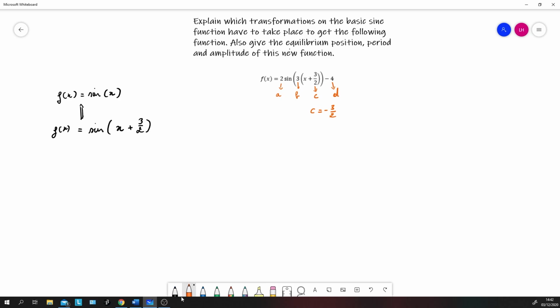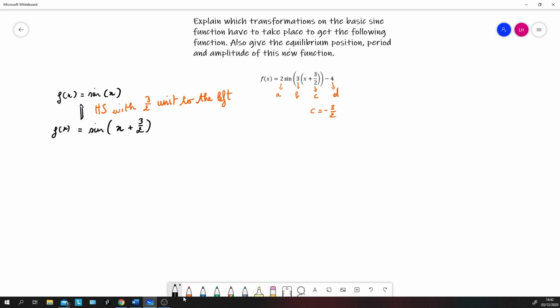So we made this from the standard sine function going to this: we implemented a horizontal shift by 3/2 units to the left, because our c is negative. So I'm going to write this down. A horizontal shift with 3/2 units to the left. That's important.